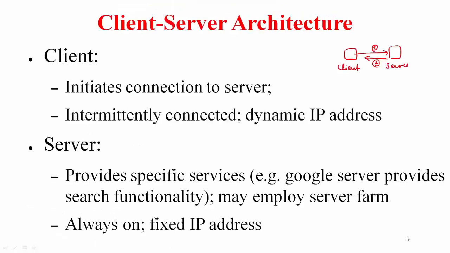In client-server architecture, the client is the device that initiates a connection to the server, and these clients are not always connected to the internet. They are intermittently connected, and not only that, over time, they may have different IP addresses, maybe because they get IP addresses via DHCP. The server, on the other hand, provides a specific service. For example, the Google server provides search functionality. The Amazon server lets you buy stuff from the Amazon website.